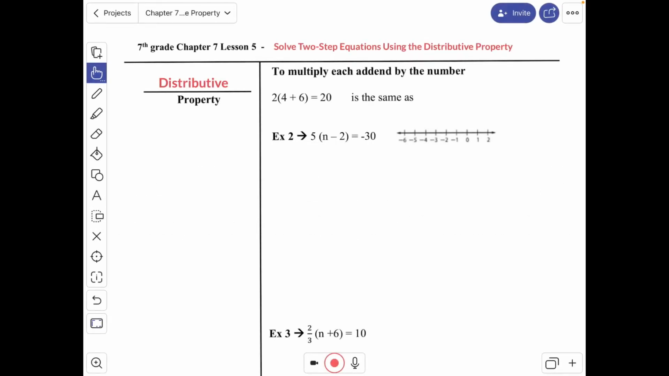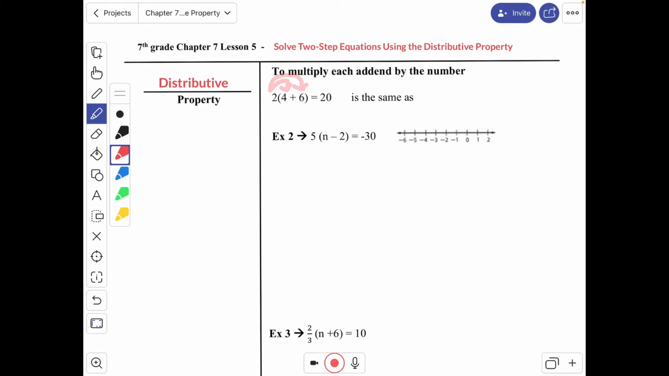Today we're discussing 7th grade, Chapter 7, Lesson 5, Solve two-step equations using the distributive property. The distributive property means you are distributing something, you are handing something out, like we distribute the worksheets before we begin. We hand things out. So I'm going to distribute the 2 inside the parentheses. I'm going to distribute it to both of those numbers. So when it's outside the parentheses, it means to multiply.